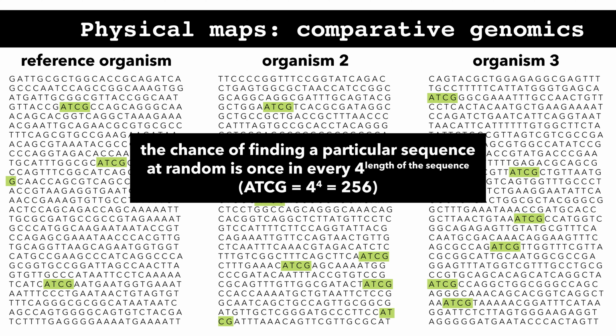To figure out the number of times you would expect to see a particular sequence due to random chance, all you have to do is take the number 4 and raise it to the length of the sequence you are interested in. If we're interested in ATCG, a sequence that's 4 nucleotides long, then we would expect to find this sequence by chance once every 4 raised to the 4th, or once in every 256 nucleotides. But if we are interested in a sequence that's 6 nucleotides long, then it would occur by random chance 1 in every 4 to the 6th nucleotides, or once in every 4,096 nucleotides.